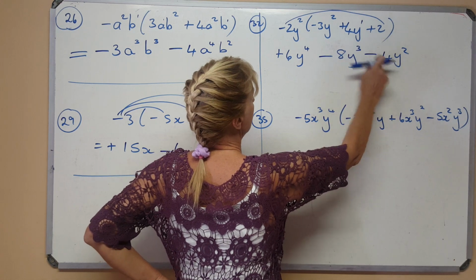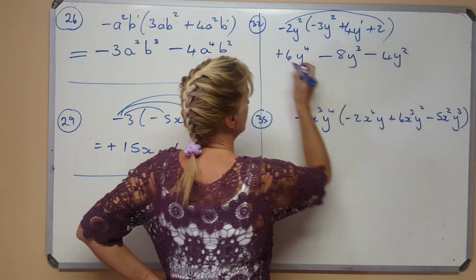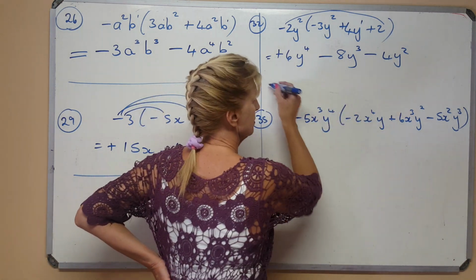Minus times a plus is a minus, 2 times 2 is 4, and you still have to times with y3, which doesn't change the term, and the terms are unlike, and that's what your answer is.